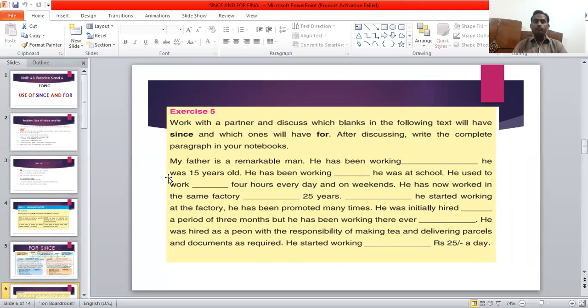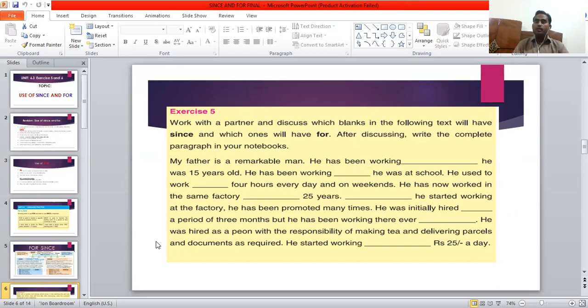My father is a remarkable man. He has been working days. He was 15 years old. He has been working days. He was at school. He used to work days, 4 hours every day and on weekends. He has now worked in the same factory days 25 years. Days he started working at the factory, he has been promoted many times. He was initially hired days, a period of 3 months, but he has been working there ever days.